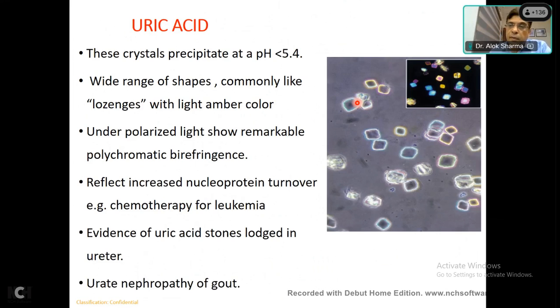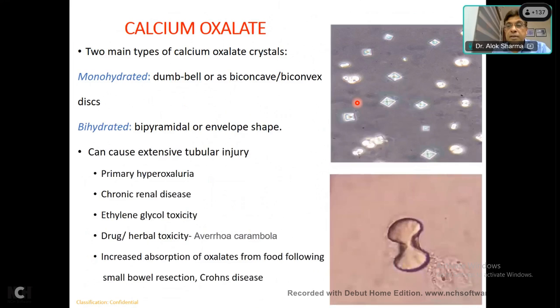And the importance of finding uric acid crystals is that they usually reflect an increase in nucleoprotein turnover. You know that, right? So in patients who are undergoing chemotherapy for leukemia and other high metabolic states, you will find a lot of uric acid crystals. And this can also be an indirect indicator of a uric acid stone which is lodged in the ureter, so you can have uric acid crystals being shed from that particular stone. So it is very, very important. Many of these patients actually have gout or a hyperuricemic condition. Okay, so just ensure to identify uric acid well.